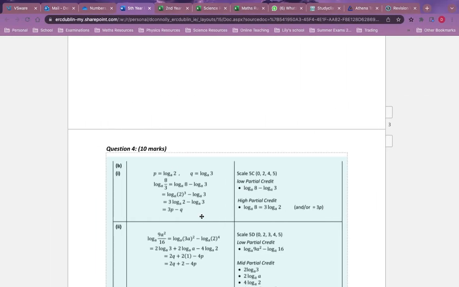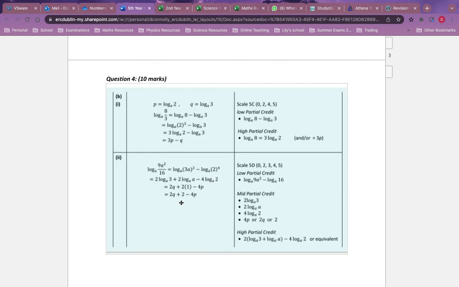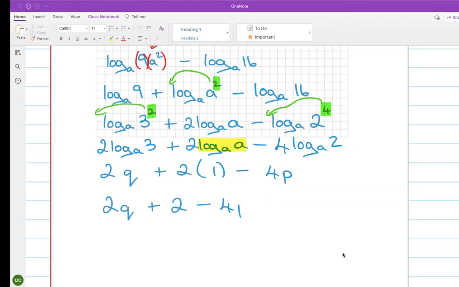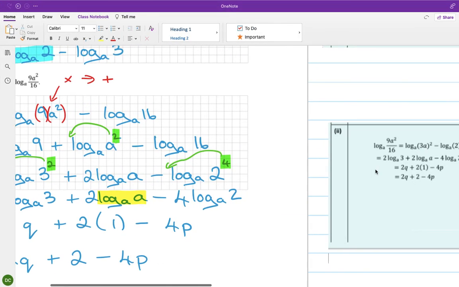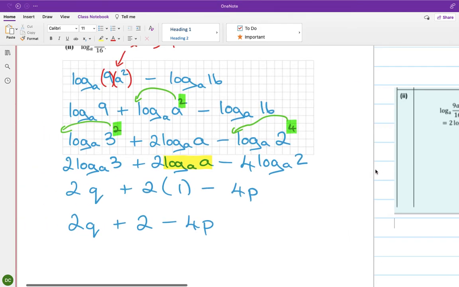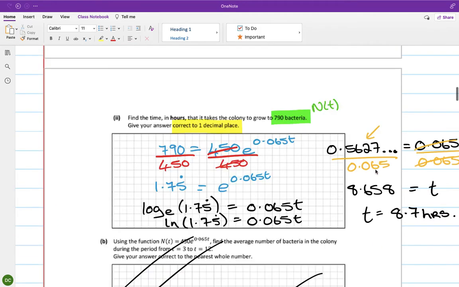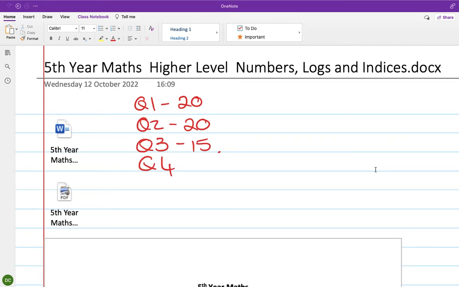It doesn't want to finish the p. There you go. And that is right for 5 marks. There you go. It's done now. So 2q plus 2 minus 4p. Yeah, that's right. So that's 10 marks for question 4.